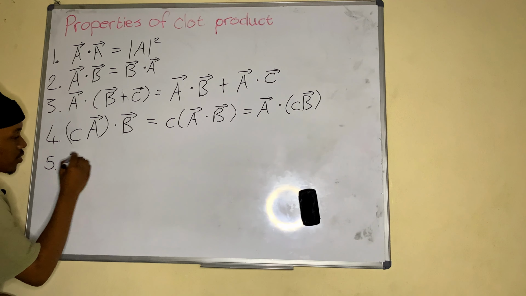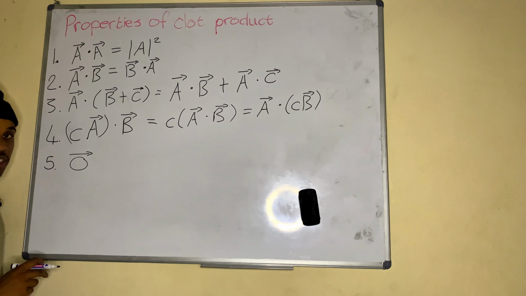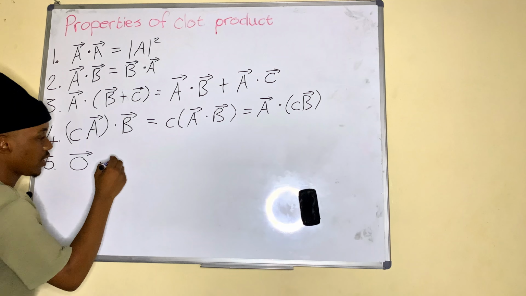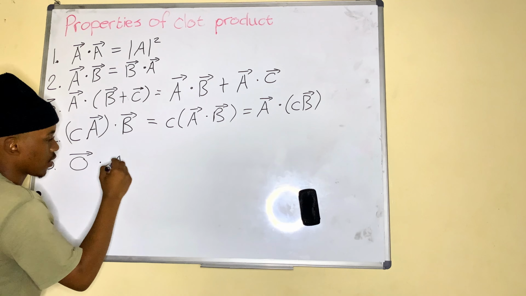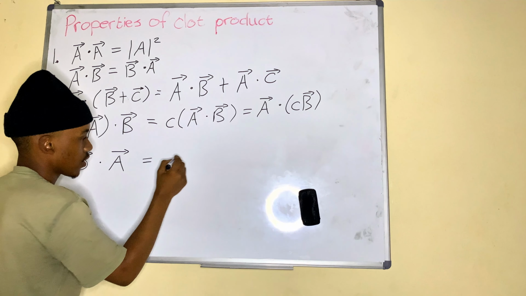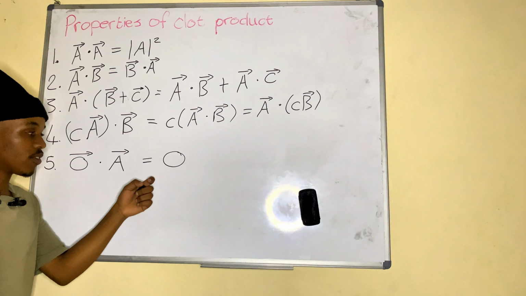Suppose that we have a zero vector or the null vector. The dot product of the zero vector and a non-zero vector, which we'll name A, will give us a value of 0.